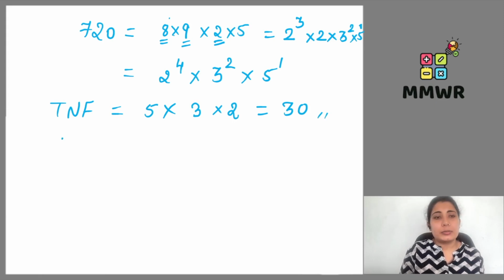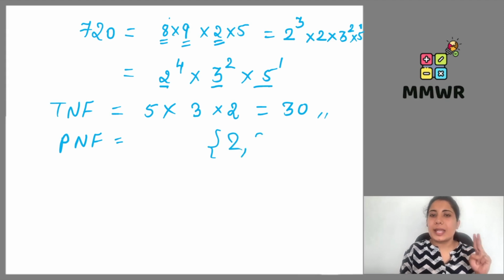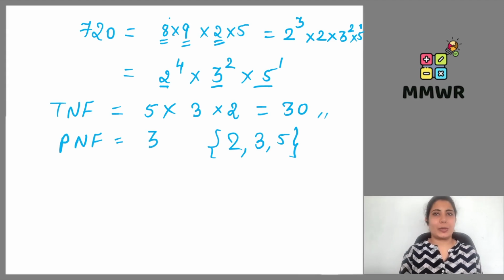How many prime factors do I have? So total 3 prime factors are there. One of the prime factors is 2, the second one is 3, and the third one is 5. So total 3 prime factors are there of 720. If you simplify it for 360, you will apply the same method. Only the thing is, there you will not have 2 to the power 4. 3 square will be there, 5 to the power 1 will be there, but 2 to the power 4 will not be there. It will be 2 to the power 3 only.